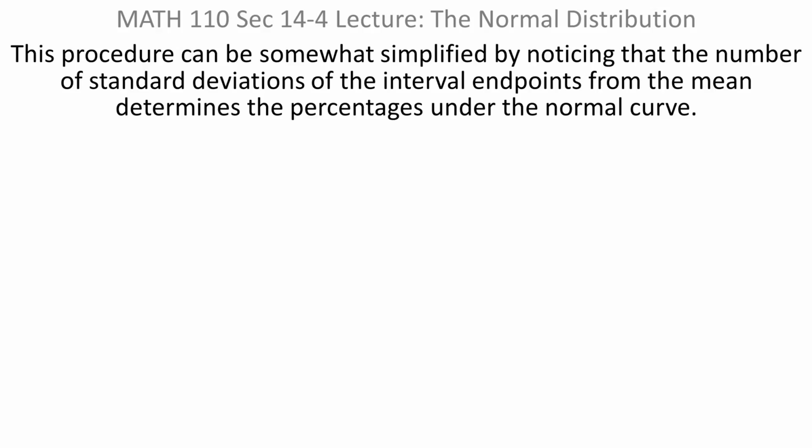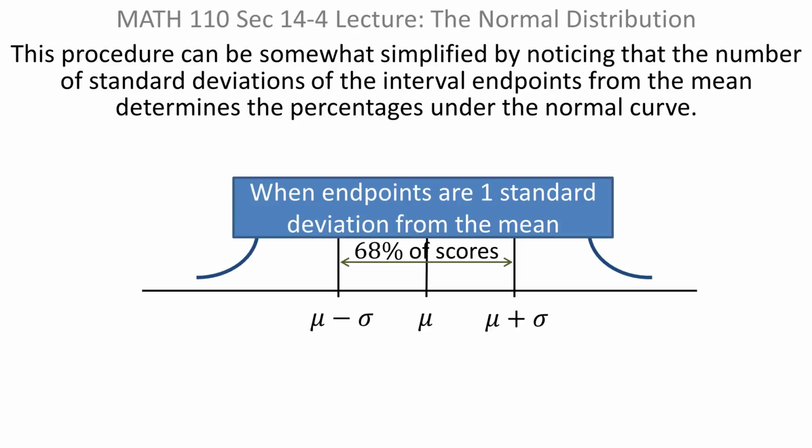You can simplify this procedure somewhat by noticing the patterns, because once you know the number of standard deviations away, those percentages are fixed. And I'll show you what I mean. When the endpoints are one standard deviation from the mean, you've got 68% of the scores within one standard deviation, and that 68 gets split in half, which would be 34 and 34 around the mean, and then you've got some left in the tails, and it turns out there's 16% in the left tail and 16% in the right tail, and of course if you add up all of these numbers you get 100%. That's the way the percentages break up if you're one standard deviation from the mean.